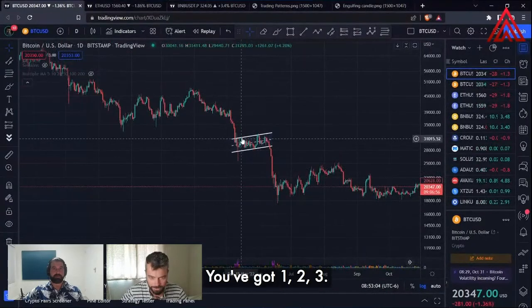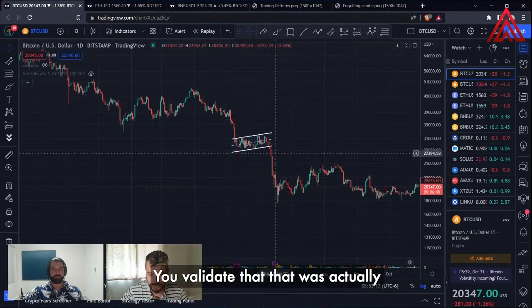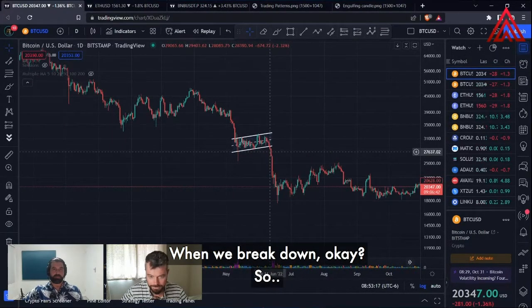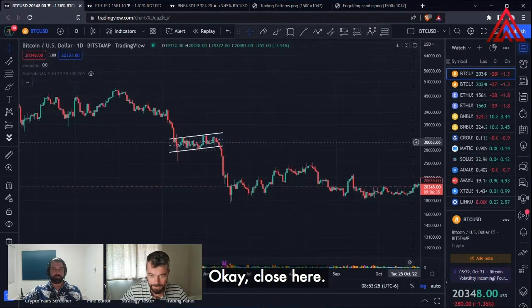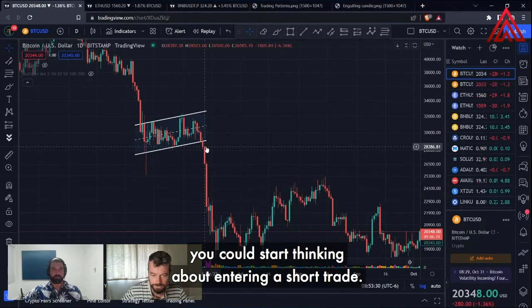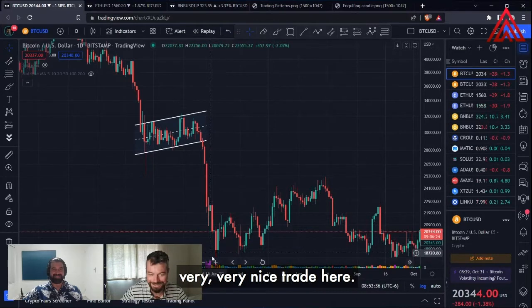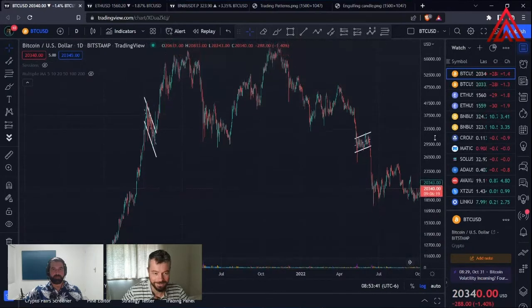Same thing, okay? You've got 1, 2, 3, and now you've a false touch here, and here you validate that that was actually a flag pattern when we break down. Okay, so at the close of this candle, then it's a good signal to enter a short trade. If I zoom in a bit more, when that candle closes here, you could start thinking about entering a short trade. And if you did, then yes, you have a very, very nice trade here. Same thing happens on the other side.